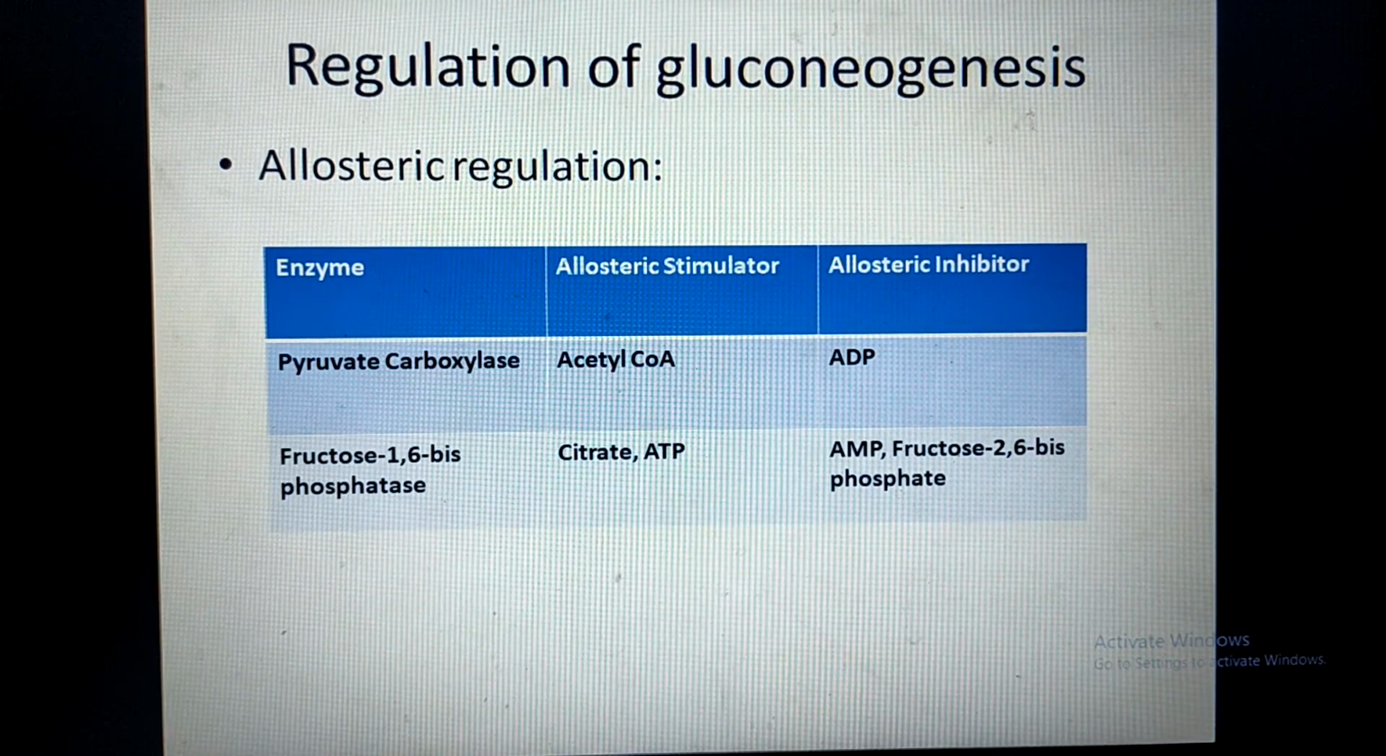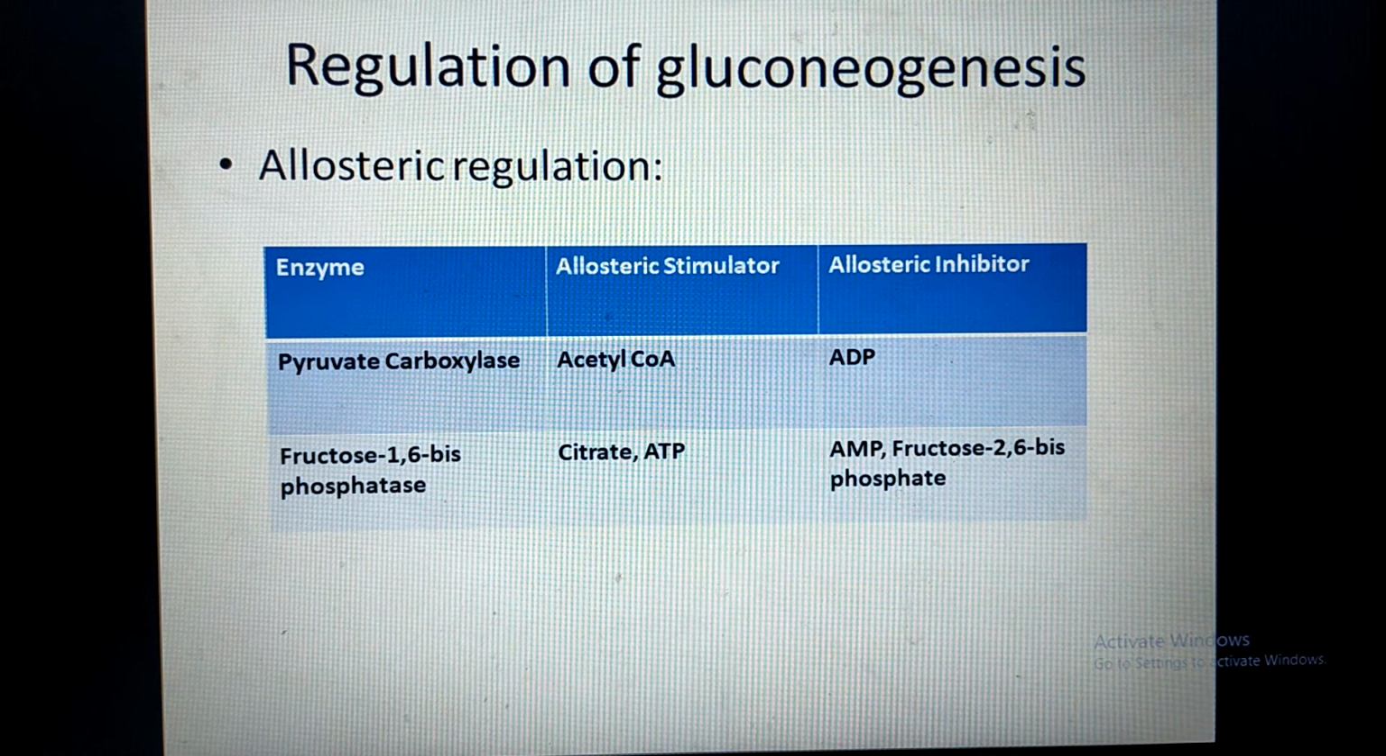Now come to the next enzyme, fructose 1,6-bisphosphatase. When the concentration of citric acid inside the cytoplasmic compartment increases in the fasting state, it stimulates the enzyme fructose 1,6-bisphosphatase, which in turn stimulates the pathway of gluconeogenesis. Presence of high ATP also acts as an allosteric stimulator because energy is very important for gluconeogenesis, because 4 ATPs are required for synthesis of one glucose molecule. So presence of ATP inside the cell is an important factor for gluconeogenesis.